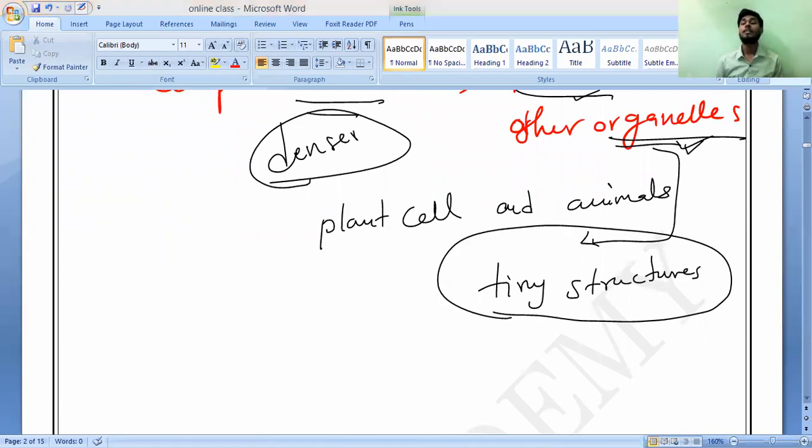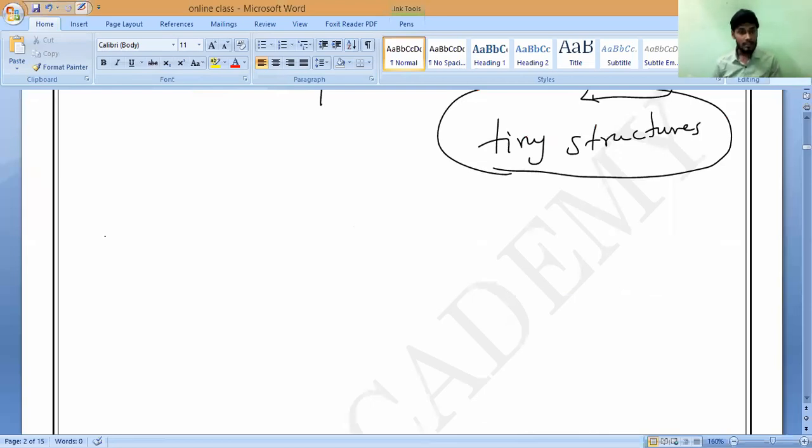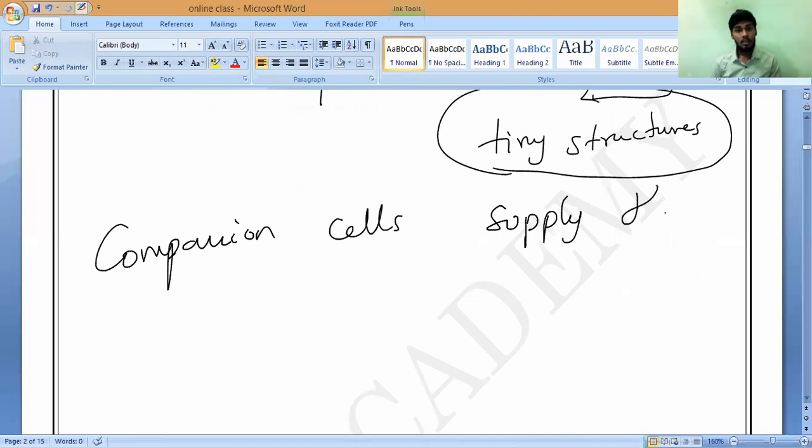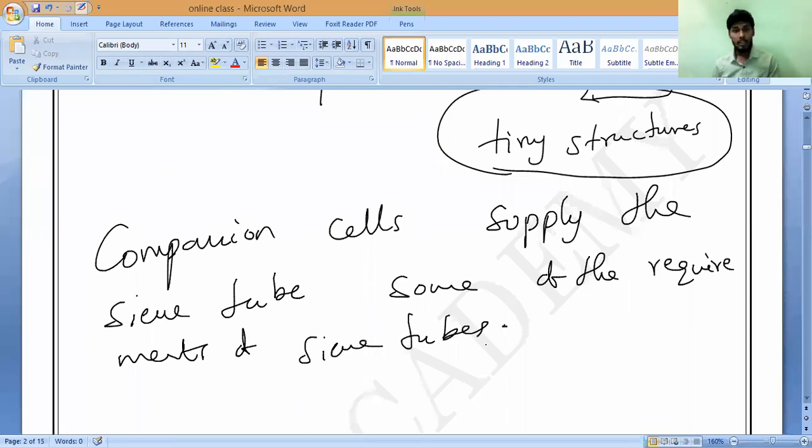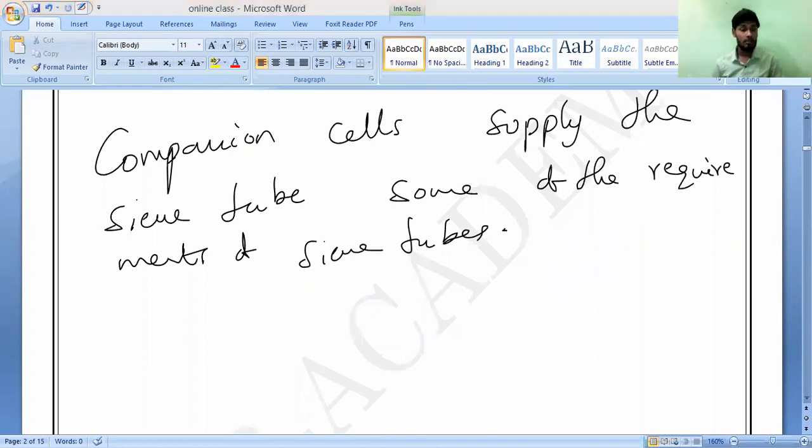So these companion cells, whatever the requirement for the sieve tubes, they will supply the sieve tubes with some of their requirements, like some support or some material or some minerals. If anything is required for the sieve tubes, these companion cells will supply that. That is the importance of companion cells. Please, all of you note it down: companion cells supply the sieve tubes some of the requirements of sieve tubes. That is the functioning of companion cells.